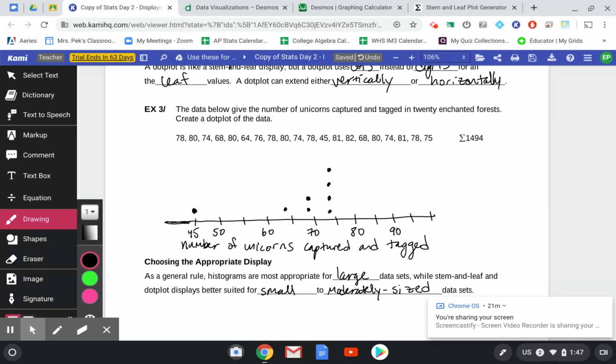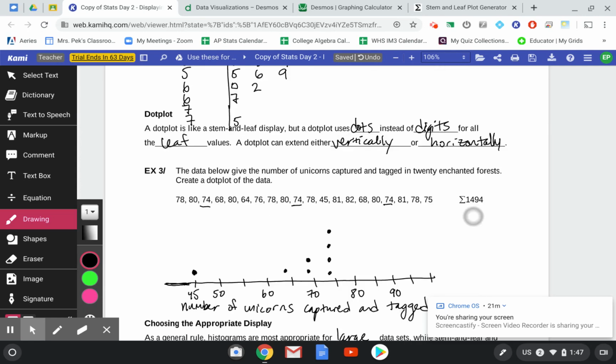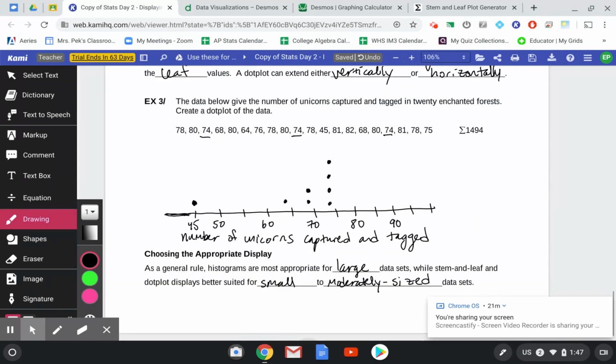You can see I had a 74, a 74, and a 74. And am I missing? I'm missing a 74. Oh, and I have a 75, and I have a 76. They don't have to be exactly in the right spot. I wanted this to be 74s and 75s, so you don't have to have one column of dots for every single different number. You can group some together.